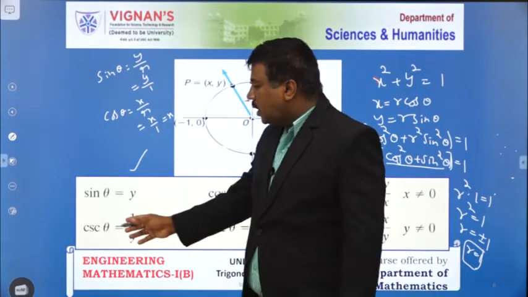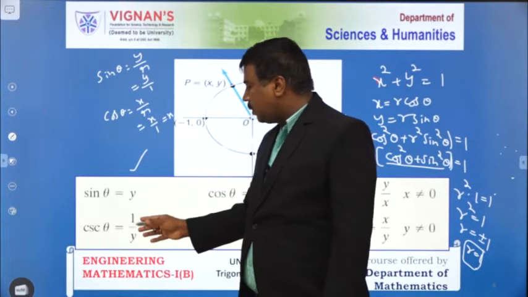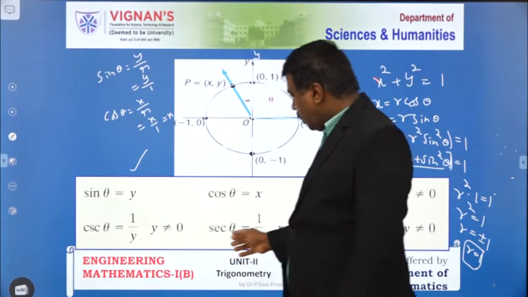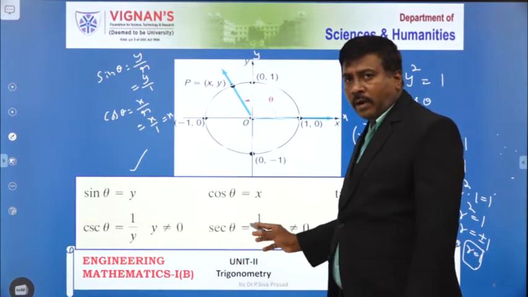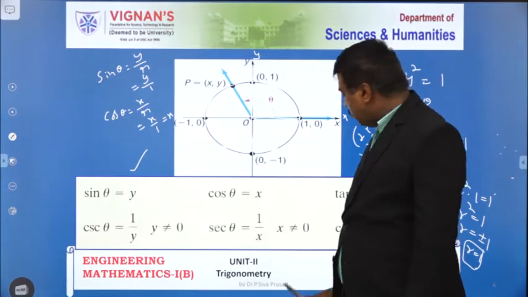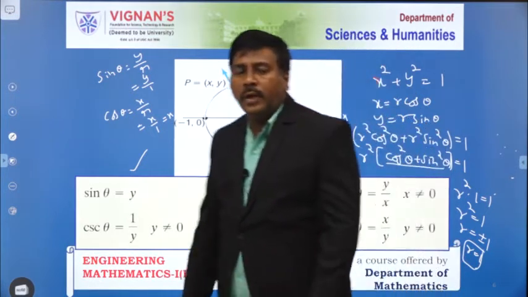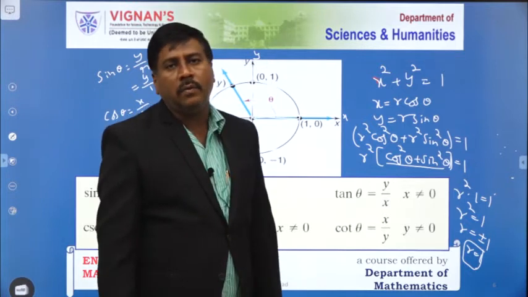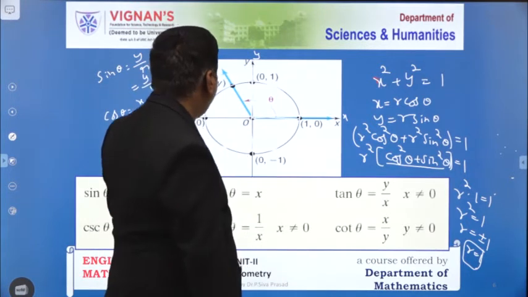And cosecant theta is the reciprocal of sin theta, that is equal to 1 by y. Here the condition is that y must not be equal to 0. And secant theta is equal to 1 by cos, that is 1 by x, where x is not equal to 0. And cot theta is the reciprocal of tan, that means x by y. Here y must not be equal to 0. I hope you catch the point.